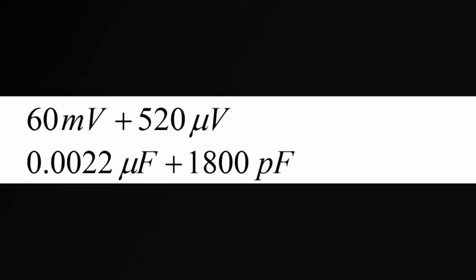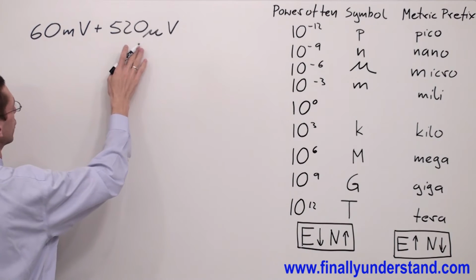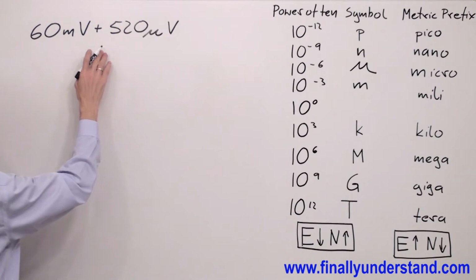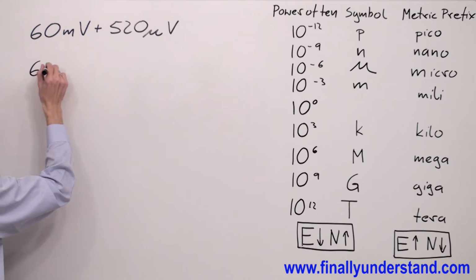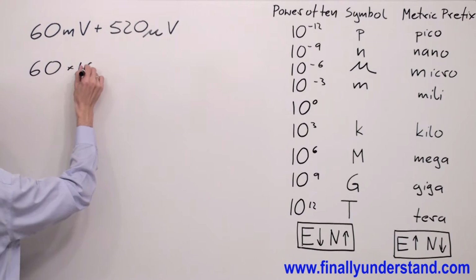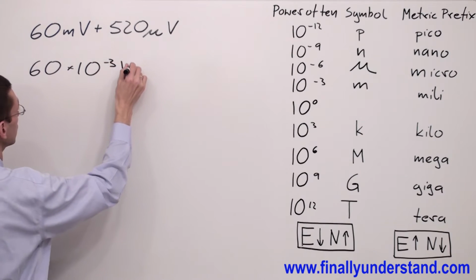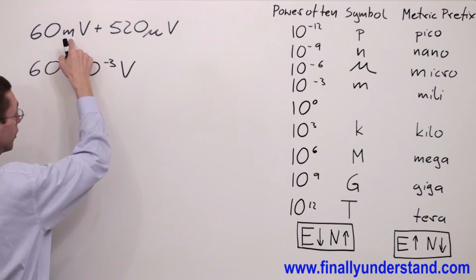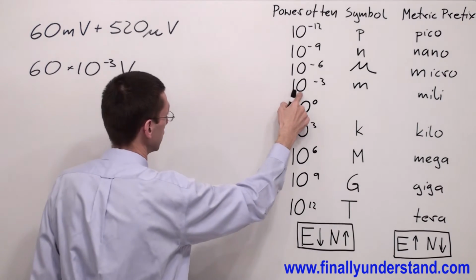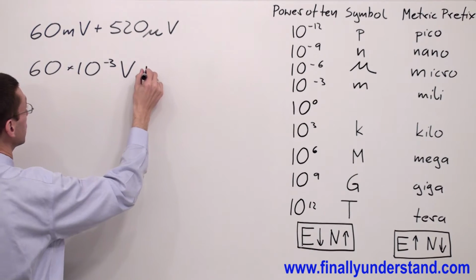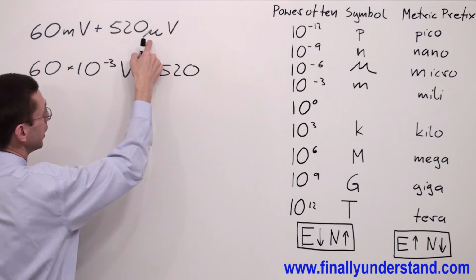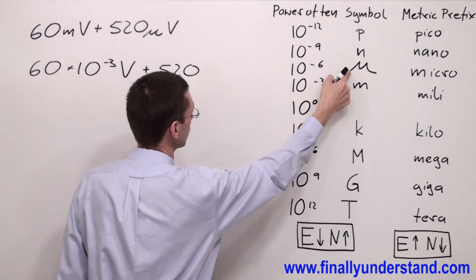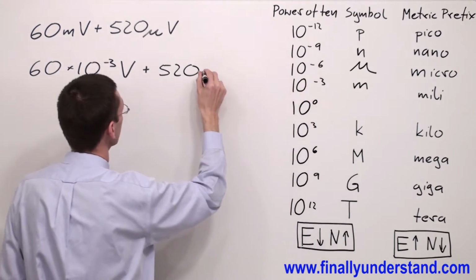Let's take a look at the first example. We're supposed to add 60 millivolts to 520 microvolts. What I'm supposed to do first, I have to convert prefixes to powers of 10. I'm going to have 60 times 10 to negative 3 volts, because milli represents this power of 10, 10 to negative 3, plus 520, and instead of micro, I'm going to write 10 to negative 6, because micro represents 10 to negative 6 volts.